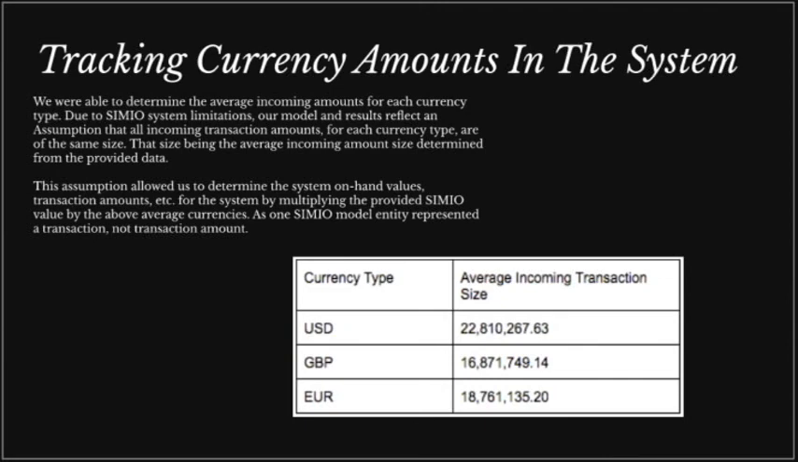Due to SIMIO system limitations, we were not able to have our entities reflect exact dollar amounts pertaining to transactions. Instead, we decided to have our USD, GBP, and EUR entities reflect one transaction. When calculating the on-hand currency amounts for each of those currencies, we then would multiply the entity quantity pertaining to each of the currencies by the average incoming transaction sizes. Determining the average incoming transaction sizes allowed us to apply this assumption and allowed us to do further analysis of our system and on-hand amounts for each of the currency types.